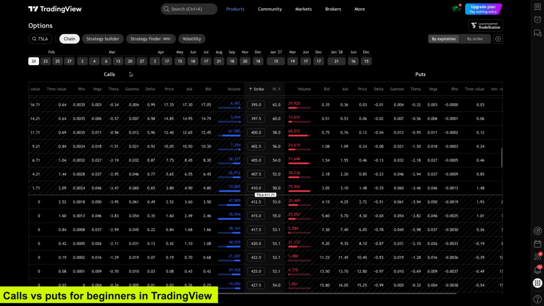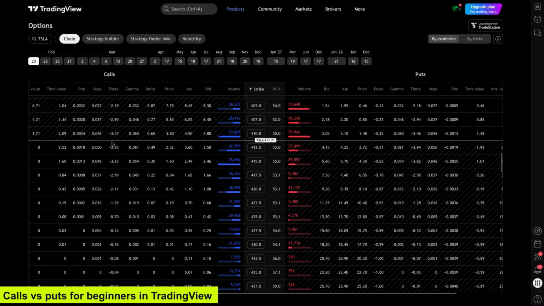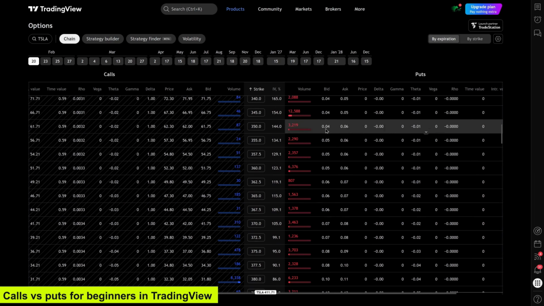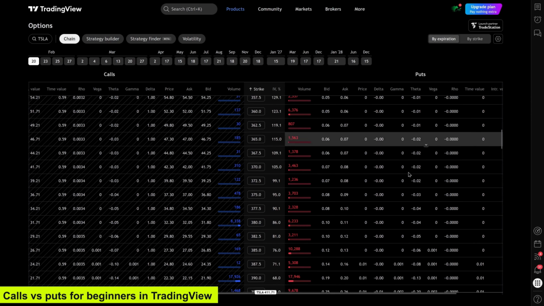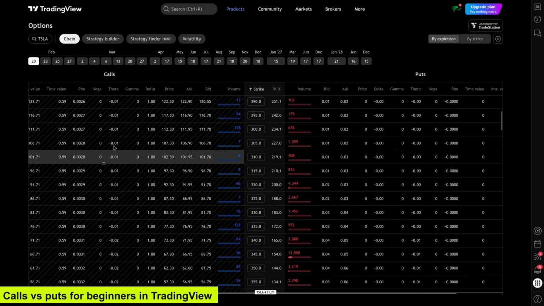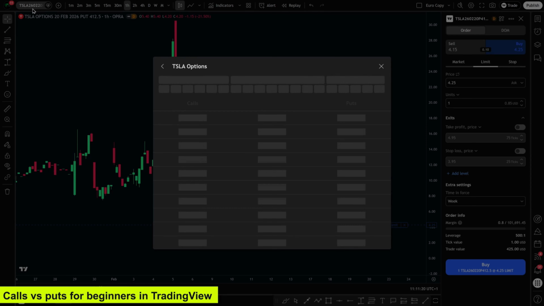When you open the options chain, you will see two main contracts, call contracts and put contracts. A call option gives you the right to buy a stock at a specific price before expiration. A put option gives you the right to sell a stock at a specific price before expiration. You buy call options when you believe price will go higher. You buy put options when you believe price will go lower. It is that simple. Calls are bullish, puts are bearish.